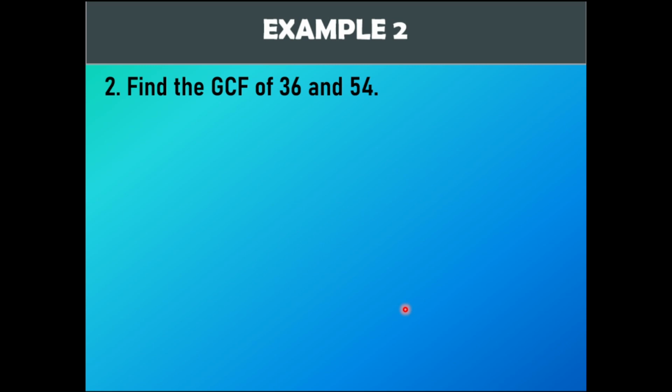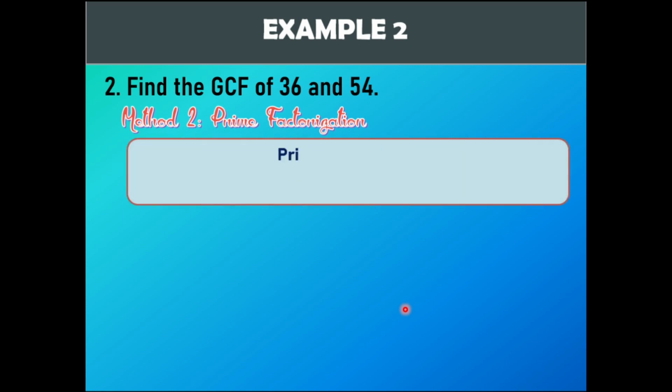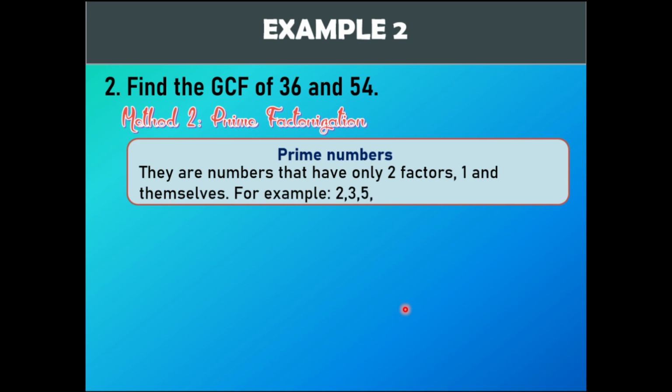Given the same problem, we will find the GCF using the prime factorization. Now what is a prime factorization? Let's define first what is a prime number. Prime numbers are numbers that have only two factors, 1 and themselves. The first 5 prime numbers are 2, 3, 5, 7, 11. As you see, their factors are only 1 and themselves.